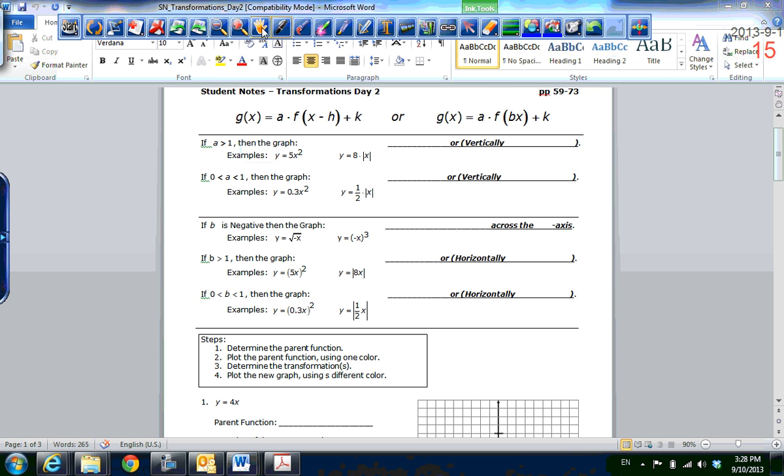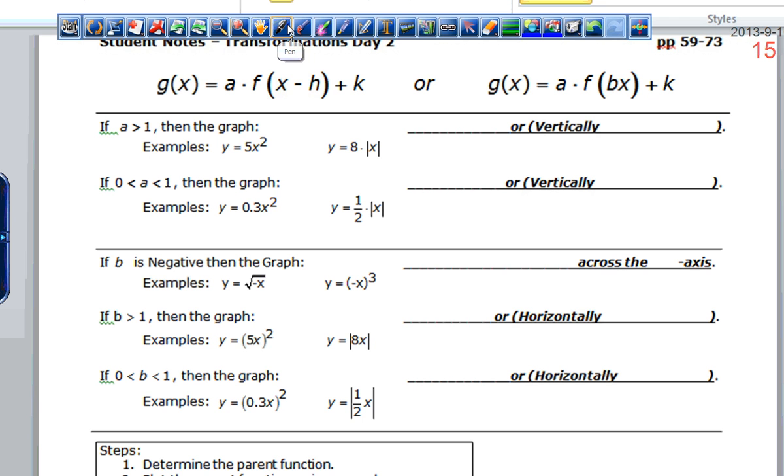All right, transformations day 2, a little more complex. Got a few more things to apply here. First things, let's review yesterday. We just had a negative on the outside, and that flipped it right over the x-axis.